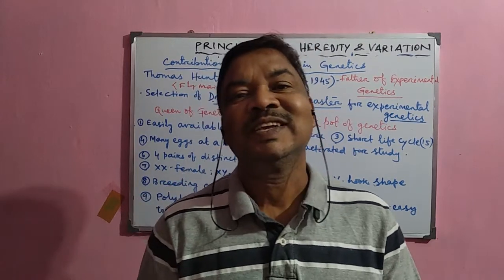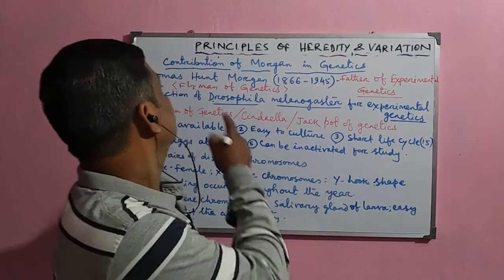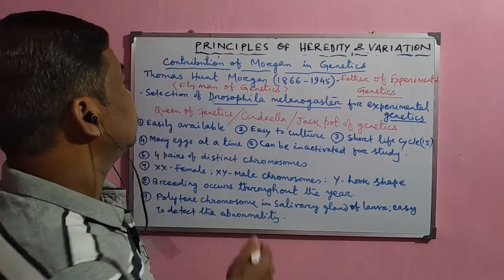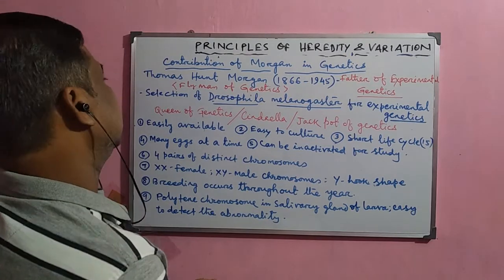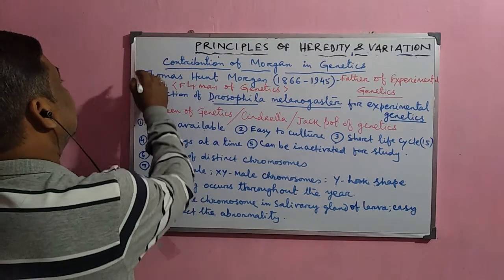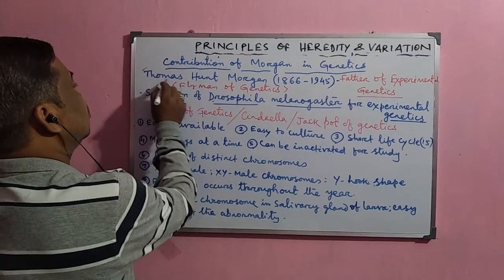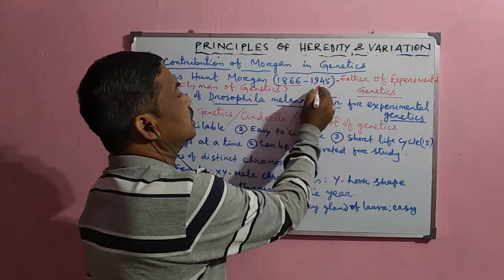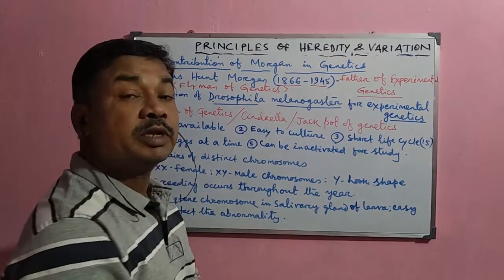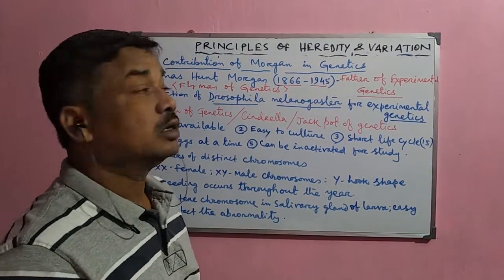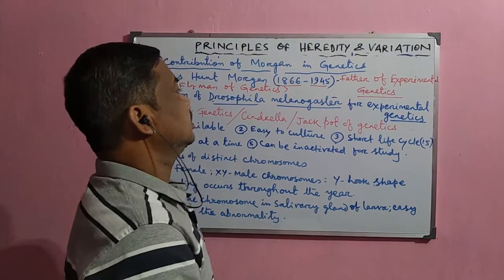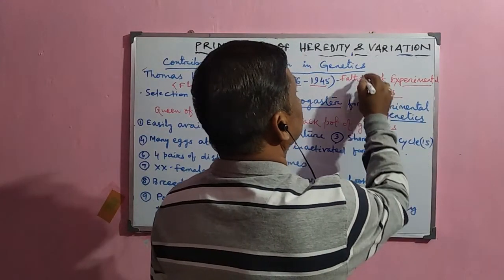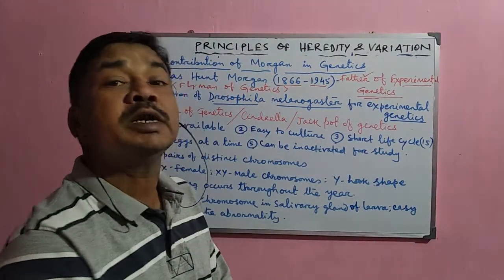Good morning, students. In this video, I shall discuss the contribution of Morgan in the field of genetics. Morgan, the famous name in the field of genetics, his full name is T.H. Morgan, Thomas Hunt Morgan. He was born in 1866 and died in 1945. During this period, he contributed a lot to the field of genetics. That is why, for his contribution to experimental genetics, he is known as the father of experimental genetics.